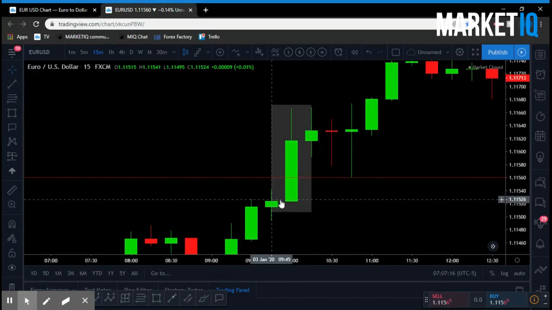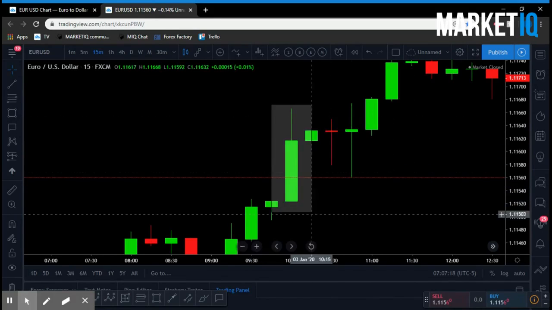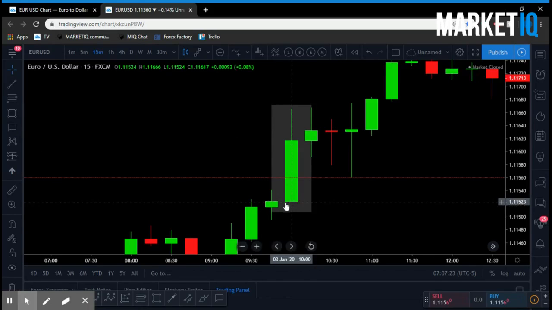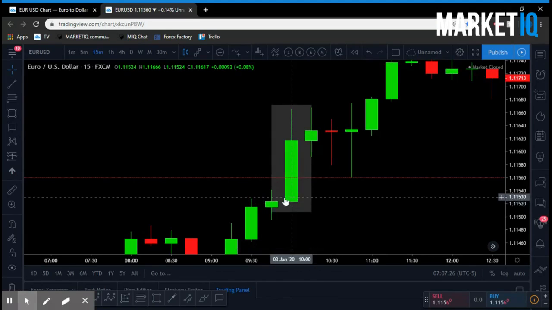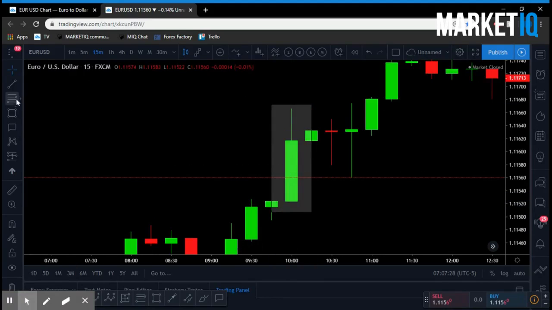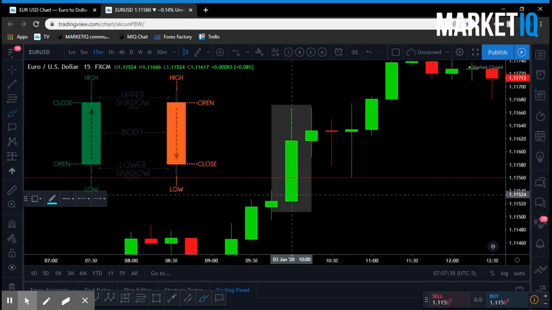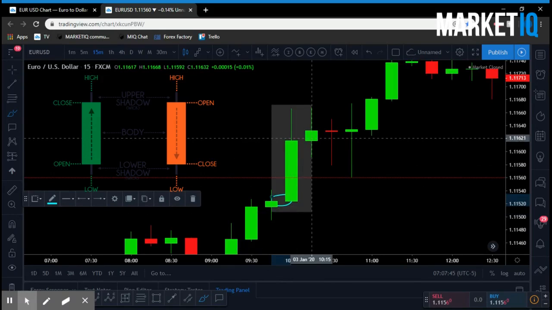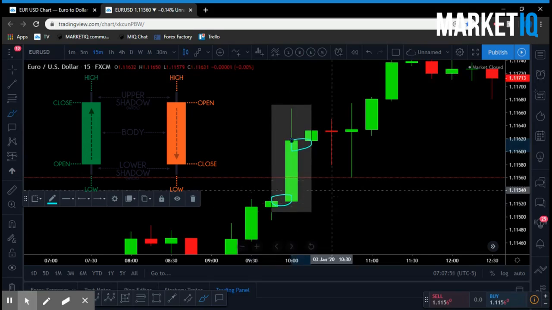So with a bullish candlestick, a candlestick that is going up, this right here is going to indicate the opening price. Let me get a tool out here. This is where price opens, and then this is where price closes. So you've got your open and you've got your close.